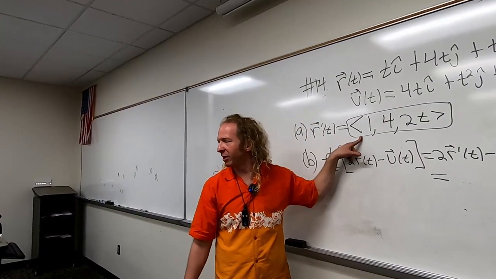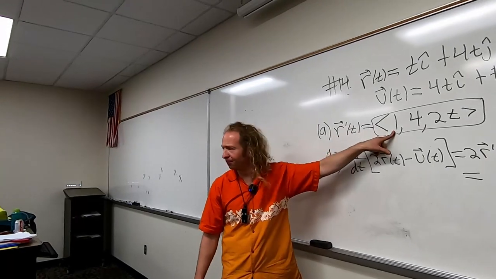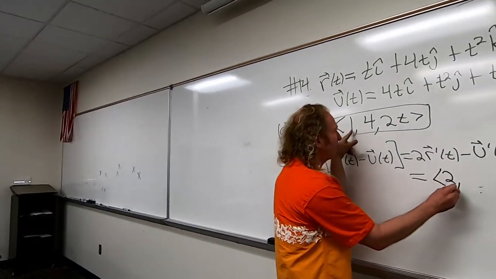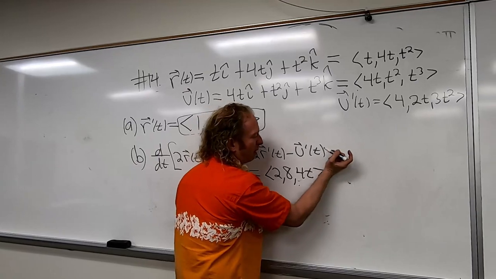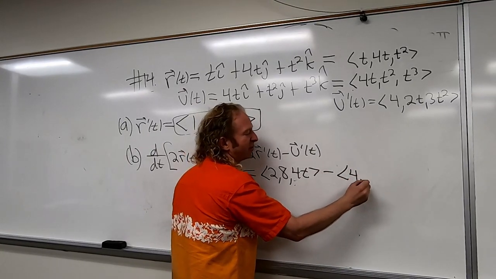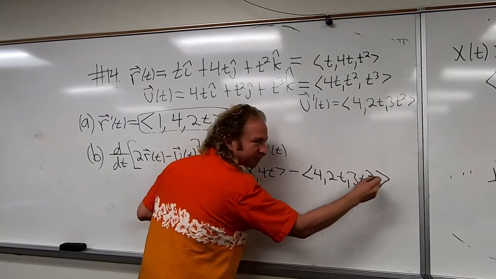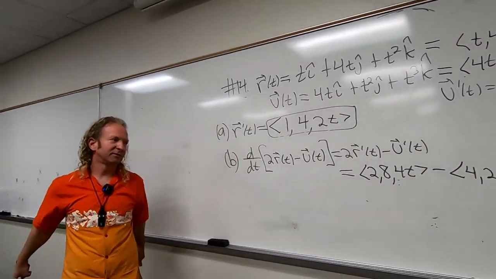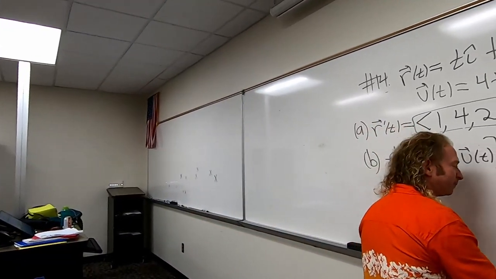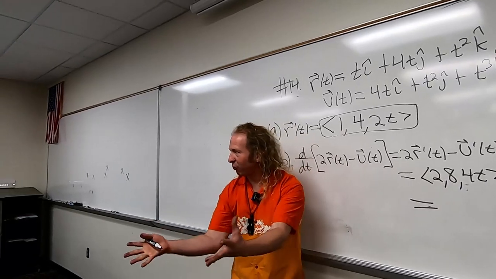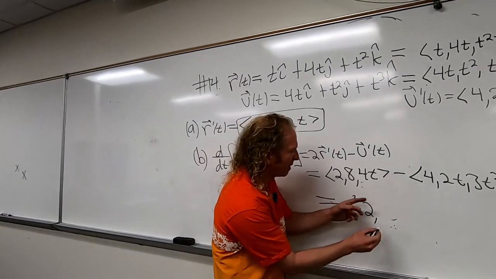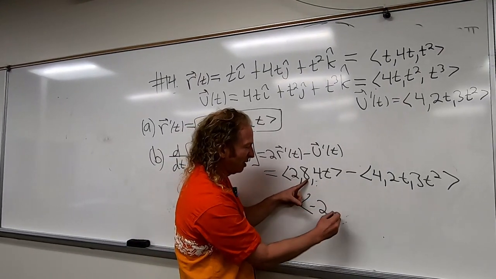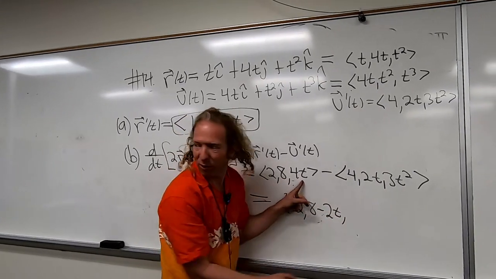So let's see. 2r prime, you can distribute the 2 into the r prime, so it'll be 2, 8, 4t, minus 4, 2t, 3t squared. Now we just perform the subtraction. 2 minus 4 is negative 2. Then 8 minus 2t. That's all it is, right? And then 4t minus 3t squared.